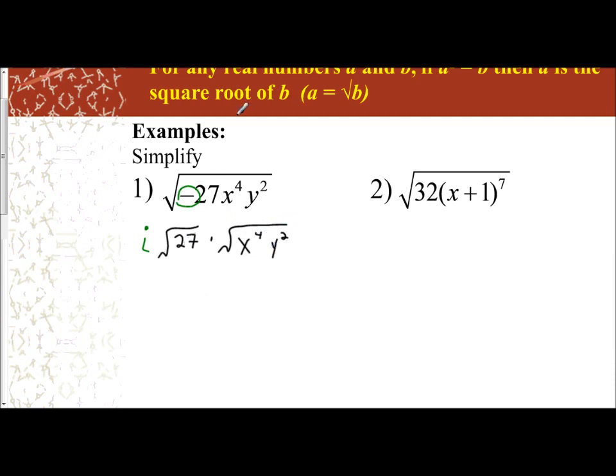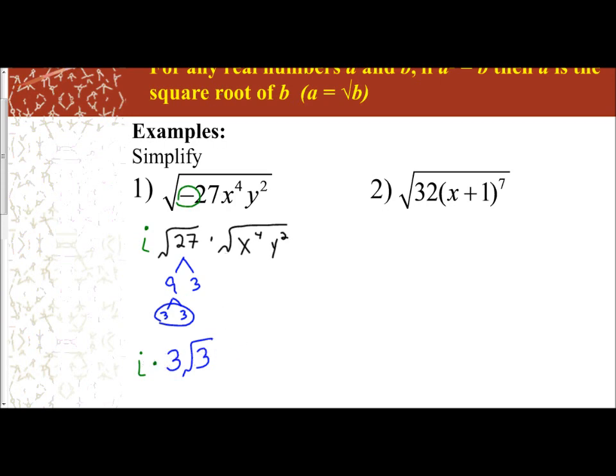So if we take a look, let's simplify the square root of 27. Well, that's 9 times 3, which 9 is 3 times 3. So I have a pair of 3's, which one can come out, and then one 3 remains inside. I still have that i, I'm going to bring it down. So I have i times 3 radical 3.